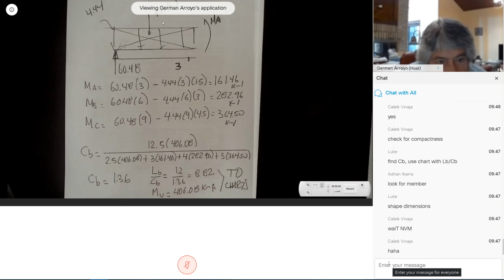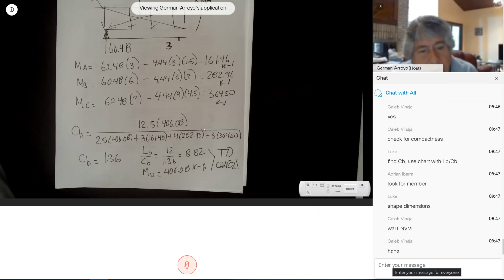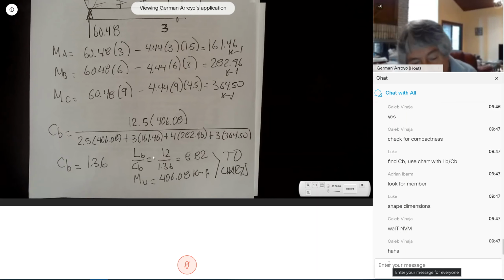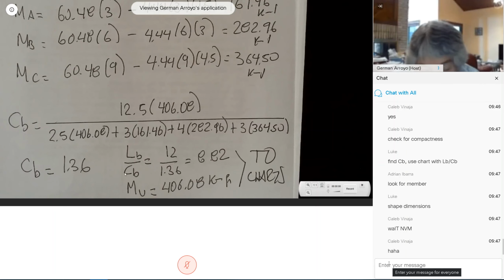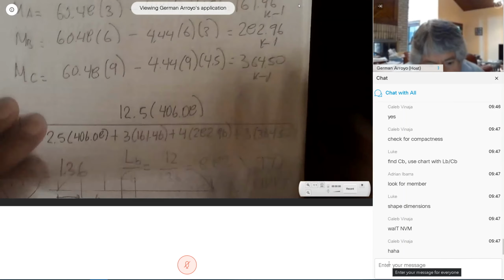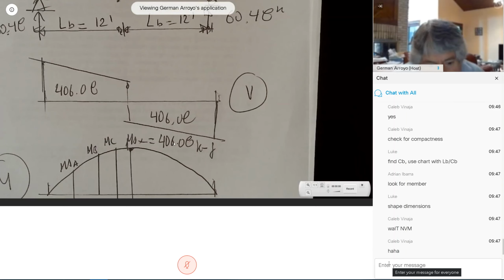So this resultant is going to change. However, it's easy to compute. This is C sub B, and the C sub B came 1.36. I'm using L sub B over C sub B. The table uses M to U over C sub B. Makes no difference. So now I have 8.82, and M to U 4608.